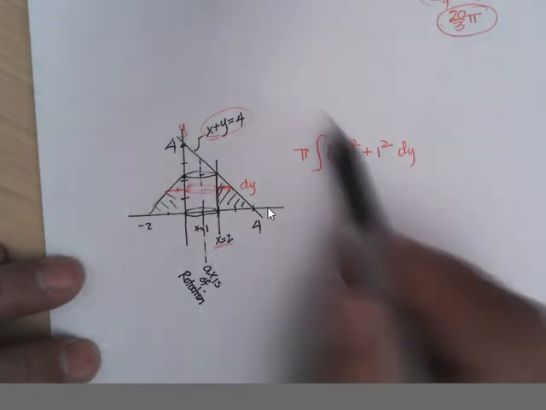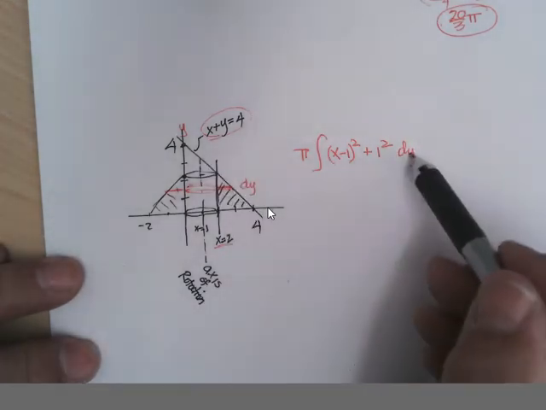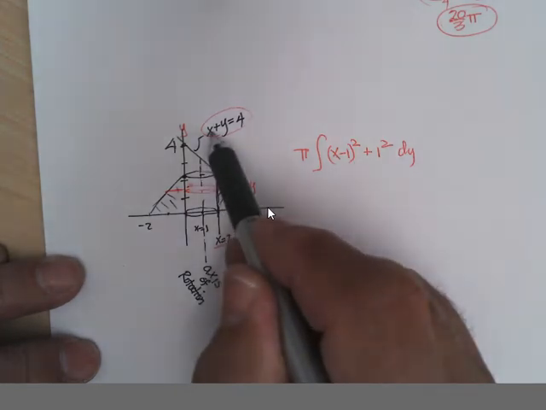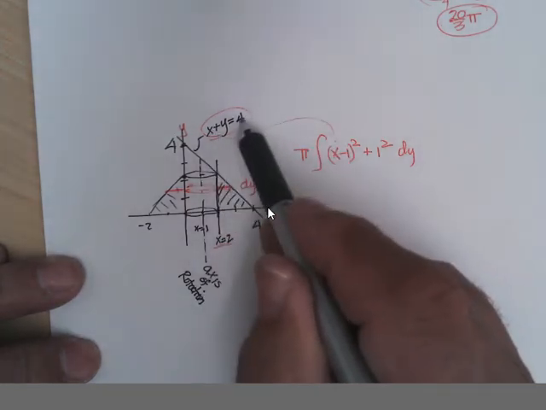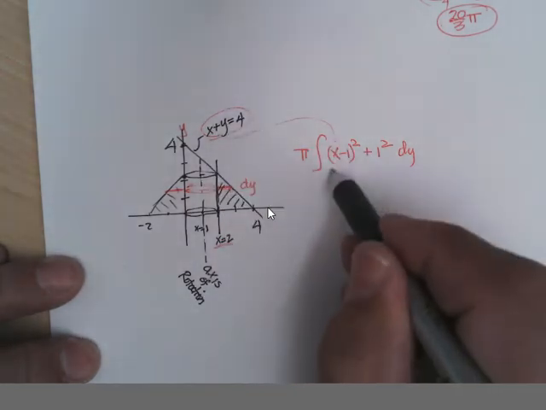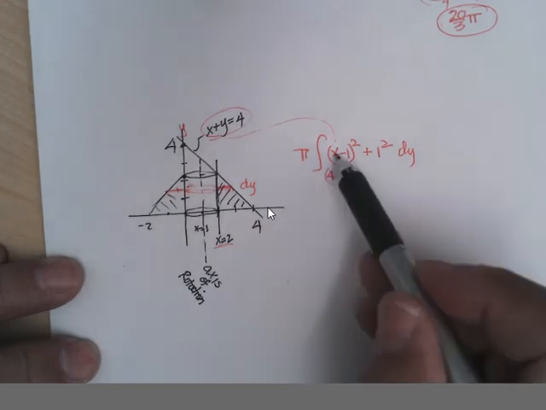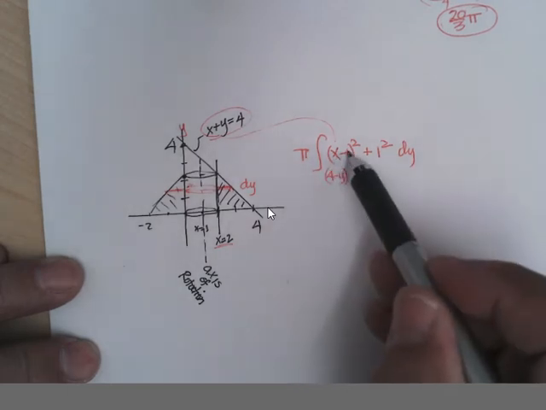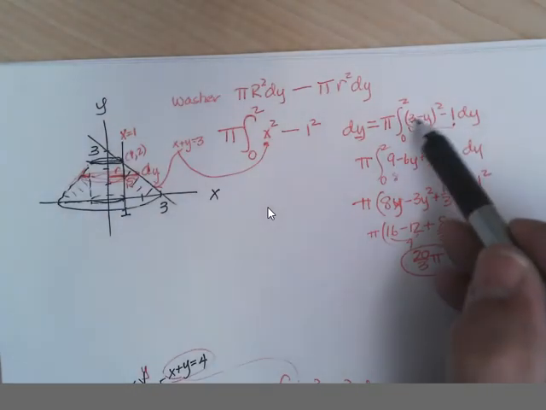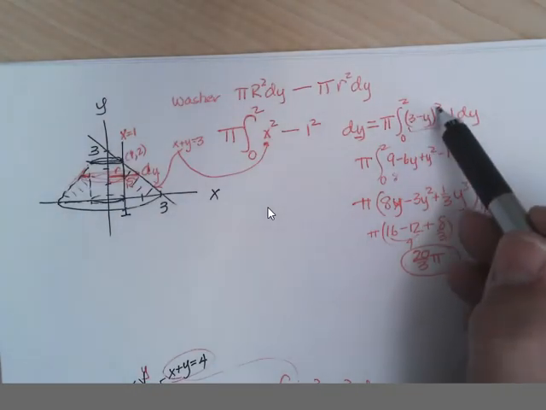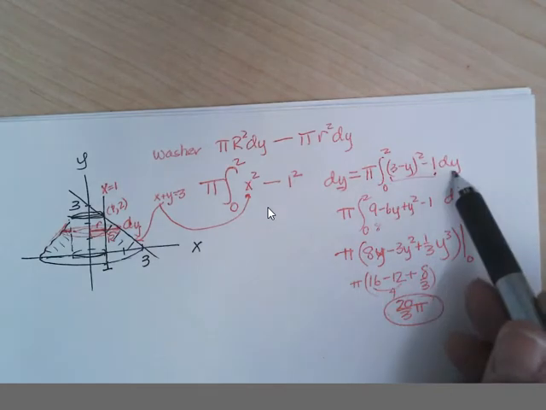Now, to get this all in terms of y, we have to solve for x in this, for the large radius, and that would be 4 minus y. And 4 minus y minus 1 turns into 3 minus y. And that quantity is squared. And we have 1 squared. So we're headed to the same thing.